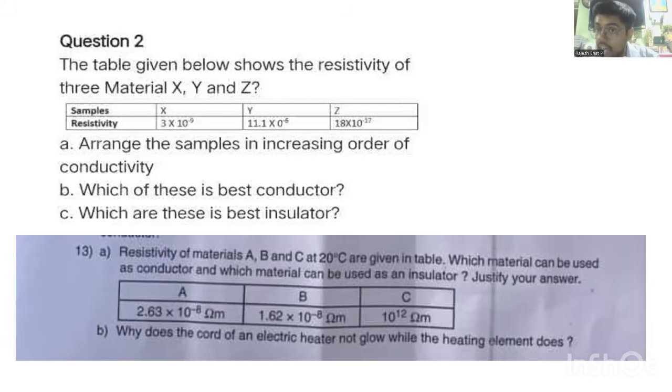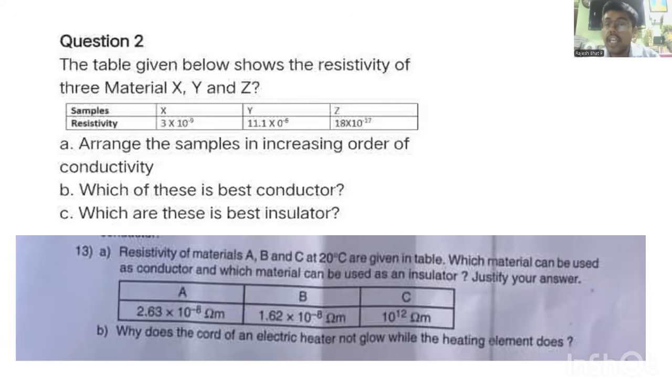Very much less resistivity means very high conductivity. Your resistance is very less, so the conductivity will be more. So which is the best conductor? It is Z. Which is the best insulator? It is Y.